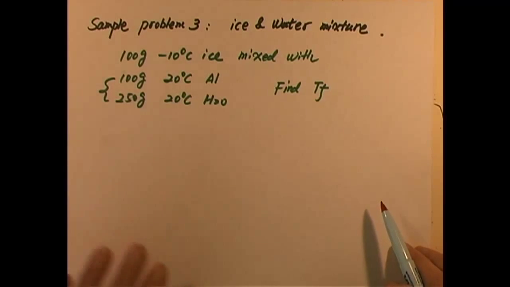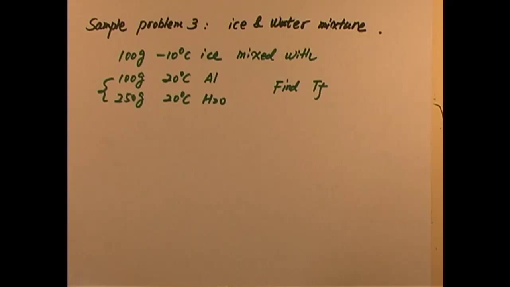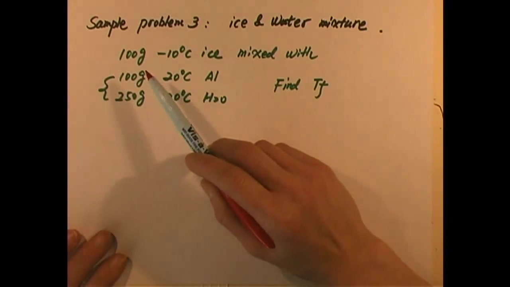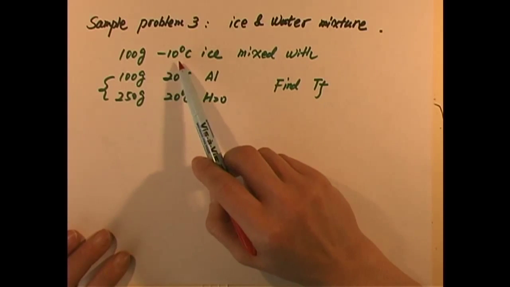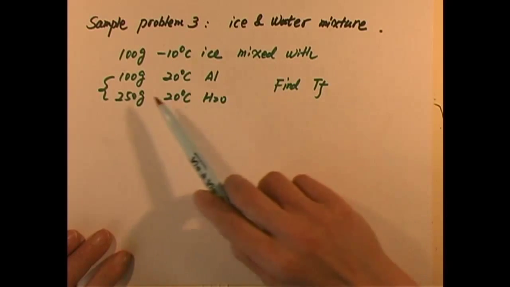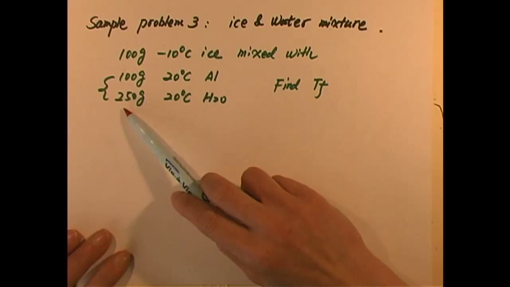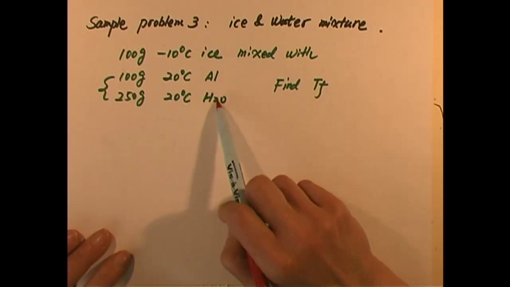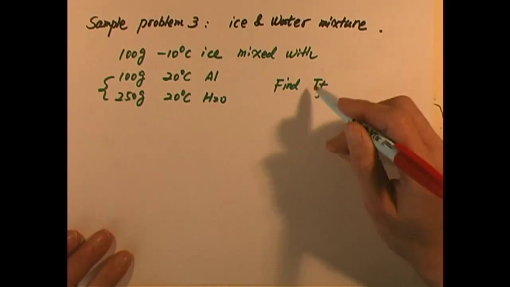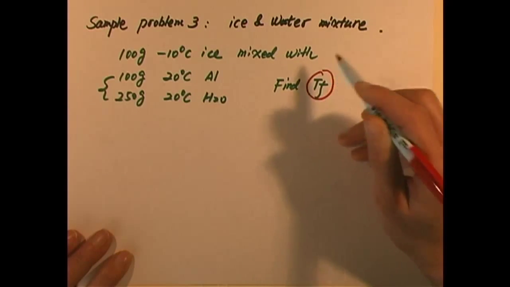Let's look at another example problem, an ice-water mixture. If we have 100 grams of negative 10 degrees ice mixed with 100 grams of 20 degrees alumina, which is a cup, and 250 grams of 20 degrees water, which is the water inside the cup, this time we want to find the final temperature.